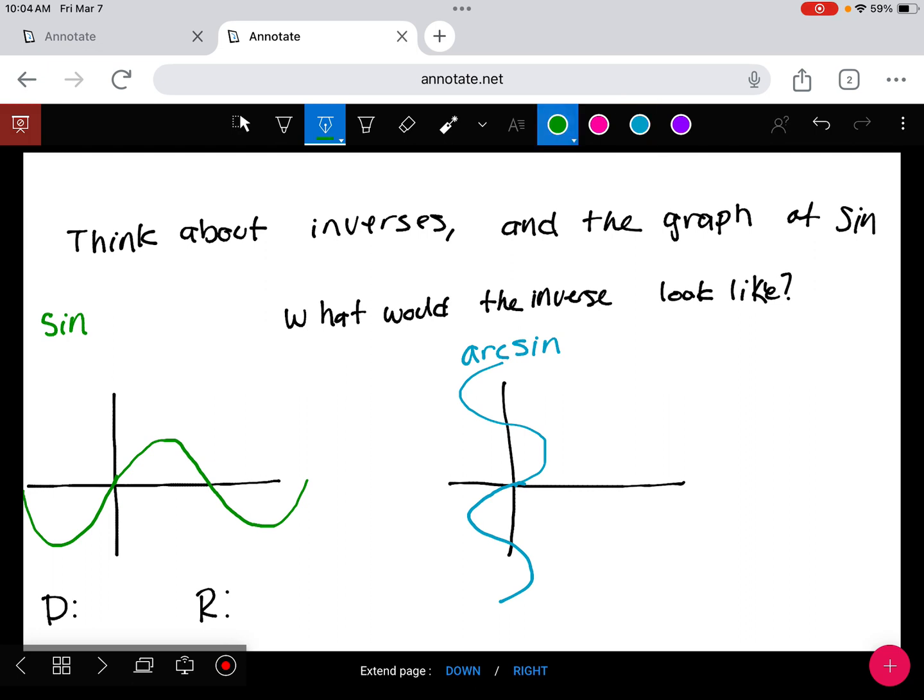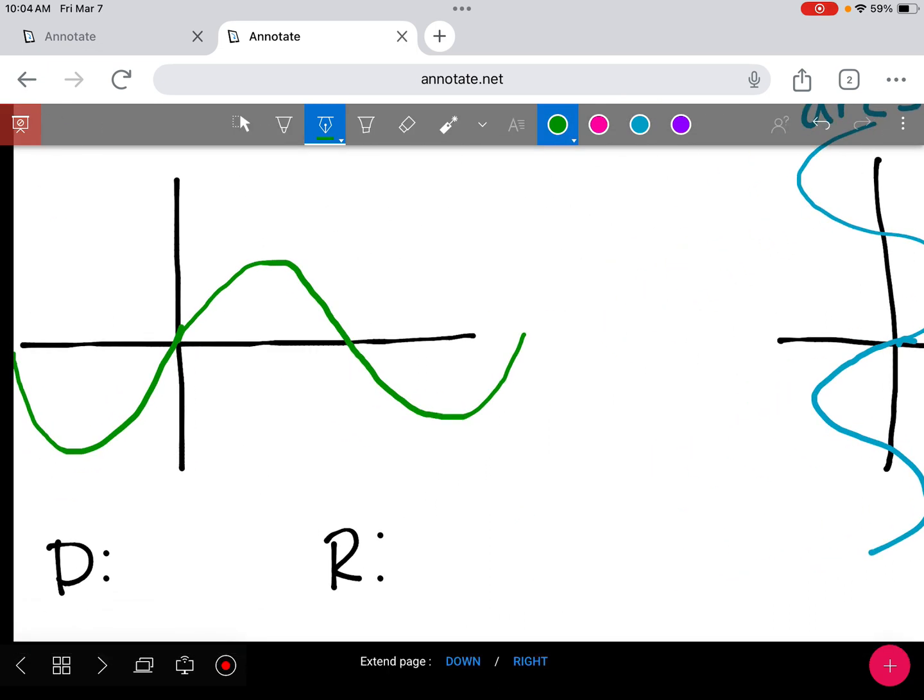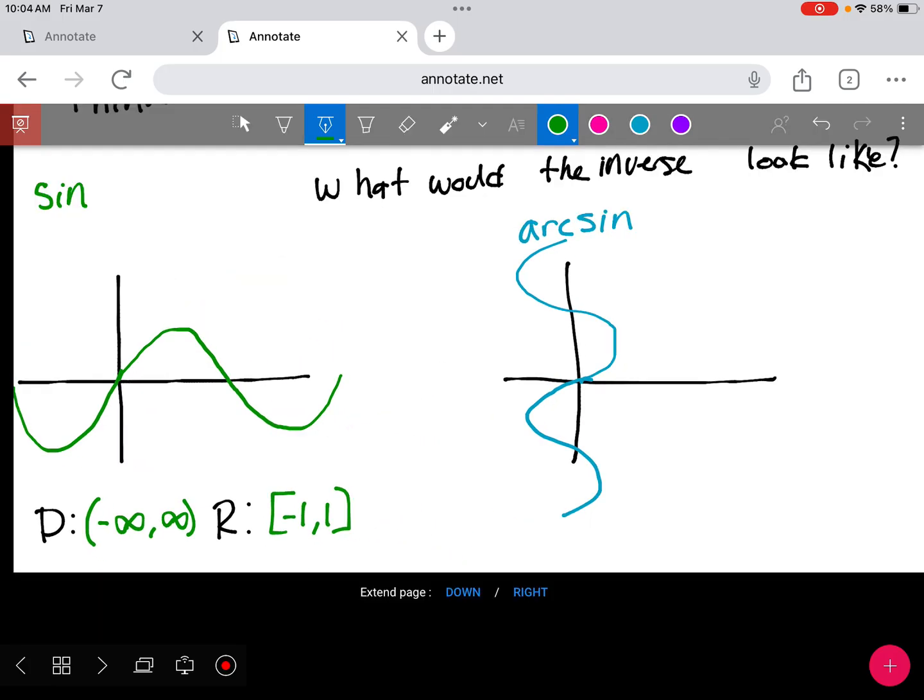What is the domain for regular sine? All real numbers. We go from negative infinity to positive infinity, right? What is the range for sine? From -1 to 1. So what is the domain of our inverse? From -1 to 1. We're going to be looking from -1 to 1.